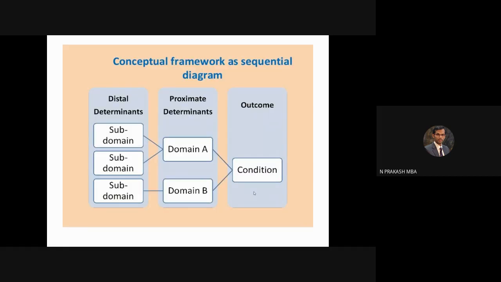Here you can see what we call a sequential diagram. Mostly all researchers work with these types of sequential diagrams, where they can easily plot the diagram with the independent variable, moderating or mediating variable, and the final dependent variable.